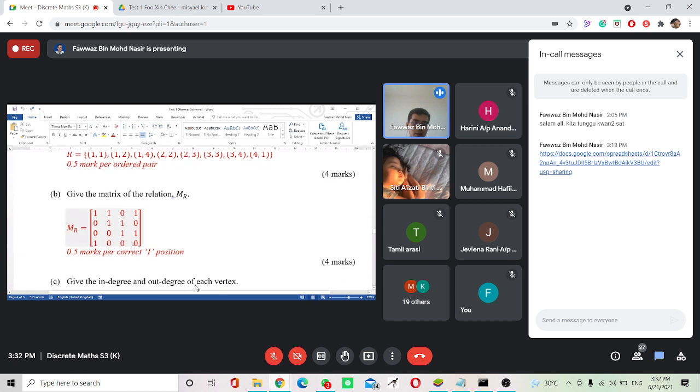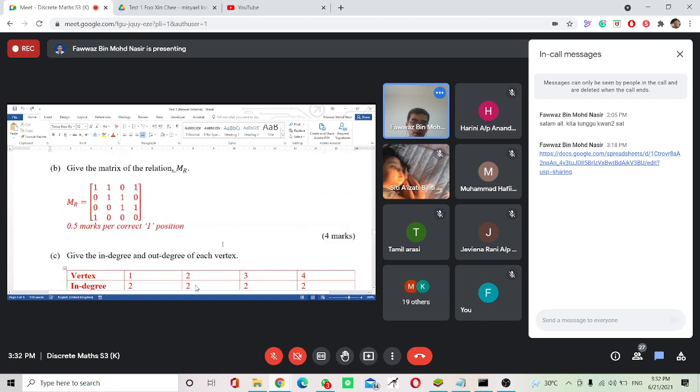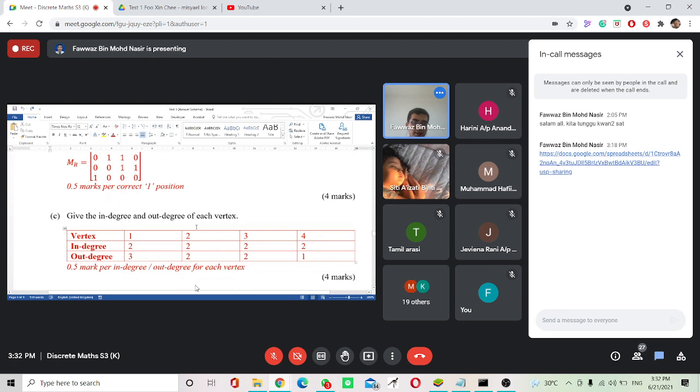So basically in terms of the marking, you get 0.5 mark per correct position. Okay, so this is 0.5, 0.5, 0.5 and so on. So altogether you get 4 marks.